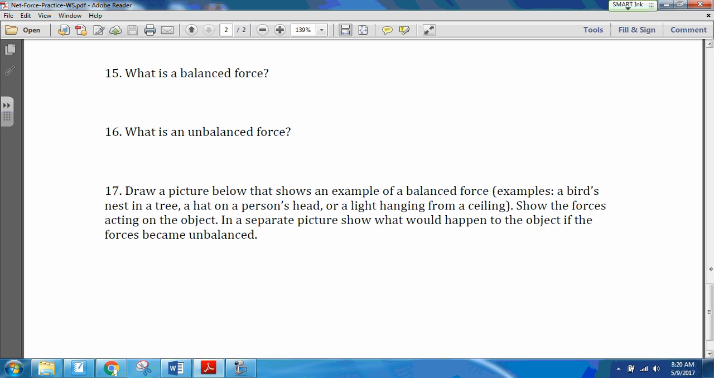Okay, so what is a balanced force? When the forces are the same. That's pretty close. So a balanced force would be when I have, for instance, 5 newtons to the right and 5 newtons to the left. These are said to balance. They cancel each other out. Okay, so that's a balanced force, as opposed to an unbalanced force.